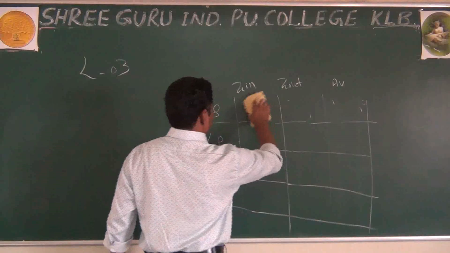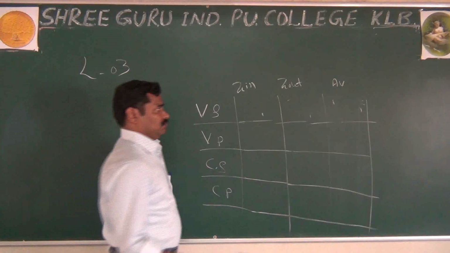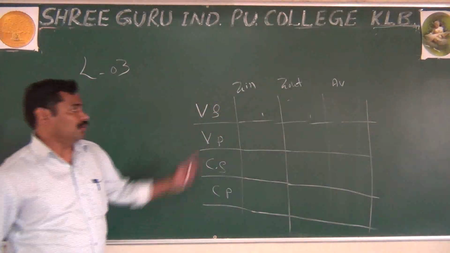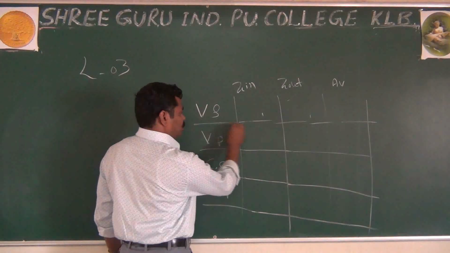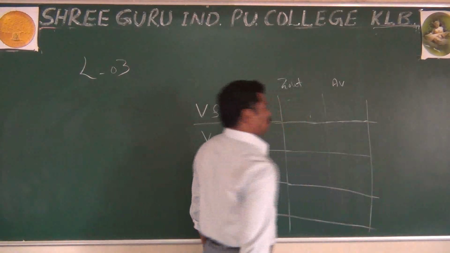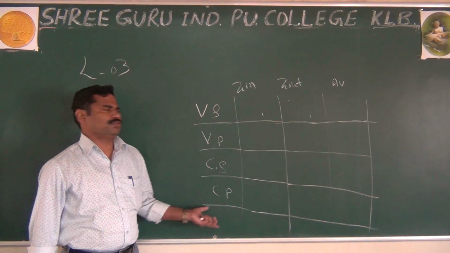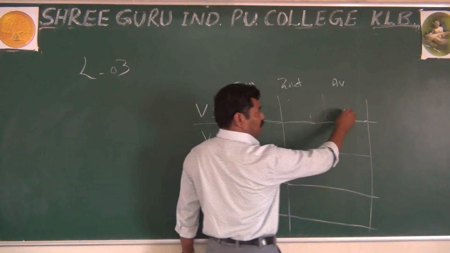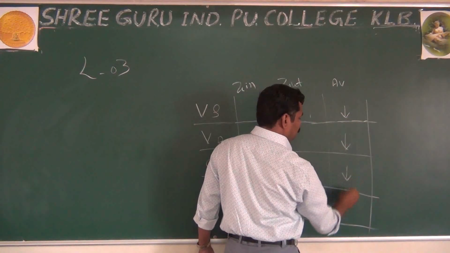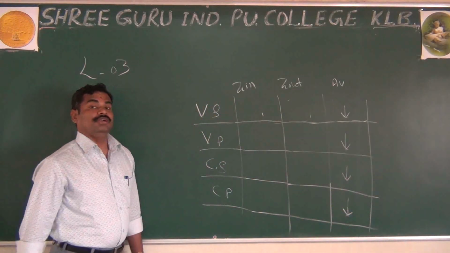As I said before, the first group is very simple, the voltage gain, because you are using negative feedback. It may be voltage series, voltage shunt, current series, or current shunt. These are all called negative feedback topologies. That's why the voltage gain will be decreased for all the four types of feedback.